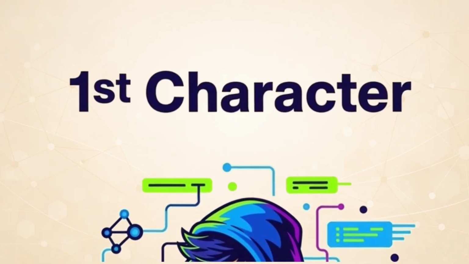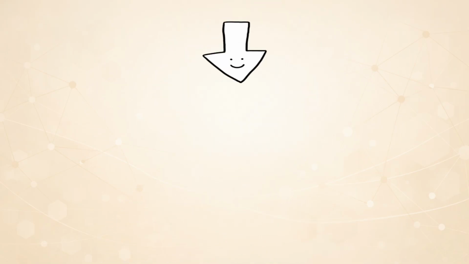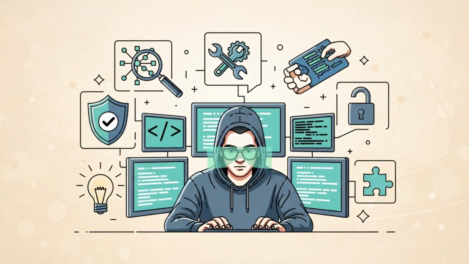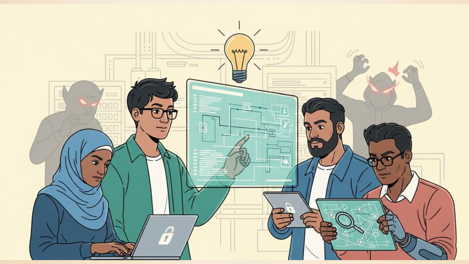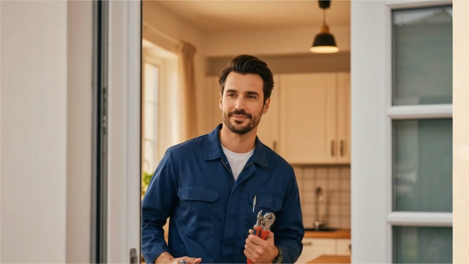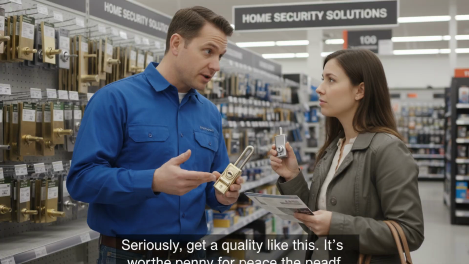Meet the first character, the ethical hacker. This is the good guy. An ethical hacker legally breaks into systems to find problems before criminals do. Like a locksmith testing your door. If they get in, they don't steal your TV, they tell you to buy a better lock.